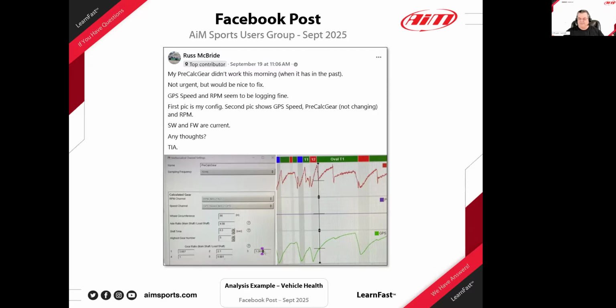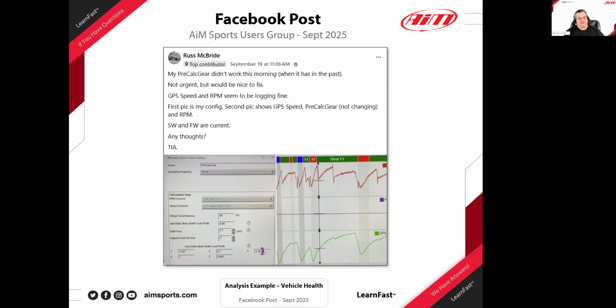He wrote me a note back, said that he had gotten everything up and going, and then he had a race weekend, and the race weekend was at Daytona. He made a post on Facebook, because I think he was out at the track, that his pre-calc gear function did not work that morning. That's a function that I pushed for in Race Studio 3 and have been tickled pink with, and typically it has been working very, very well for most people.